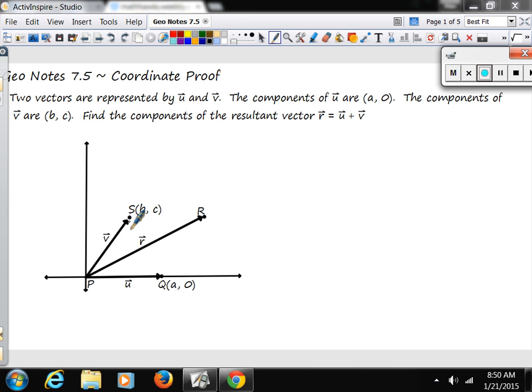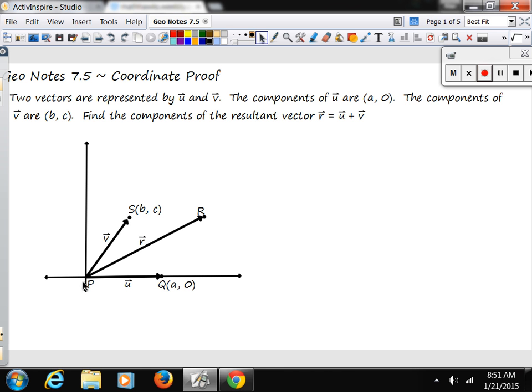Find the components of the resultant vector. So basically, we want to find out what this point right here is going to be. That's what we've got to figure out. So how far would I go over? How far am I going to go over to get to this point R? And how far am I going to go up? Is there a way to figure that out with these two coordinates right here?